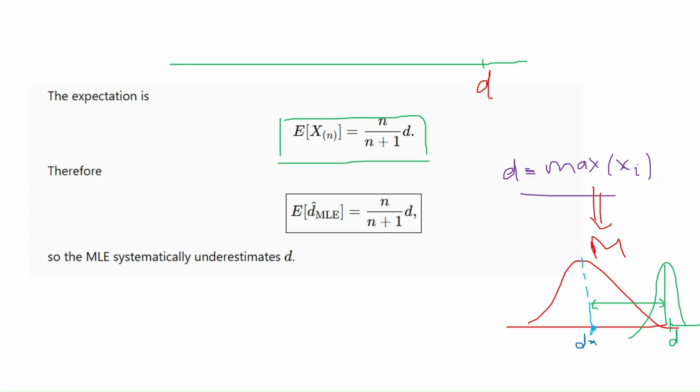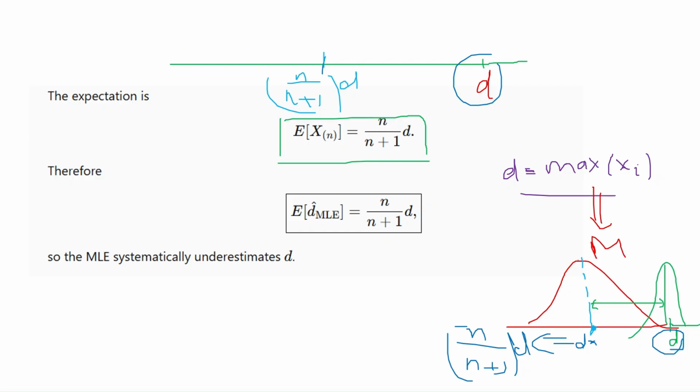And as it turns out, this is n over n plus 1 times d, which means it's lower than the true d, which we have here. Which means if this was the true d, the estimated d would lie somewhere over here, which is lower than the true value, which is n over n plus 1 times d. Which means our estimate would systematically underestimate the true value of d. And it's obvious, as we saw, the maximum could never exceed the true value and it would almost always be lower. That's why our estimate is also biased on the lower side.